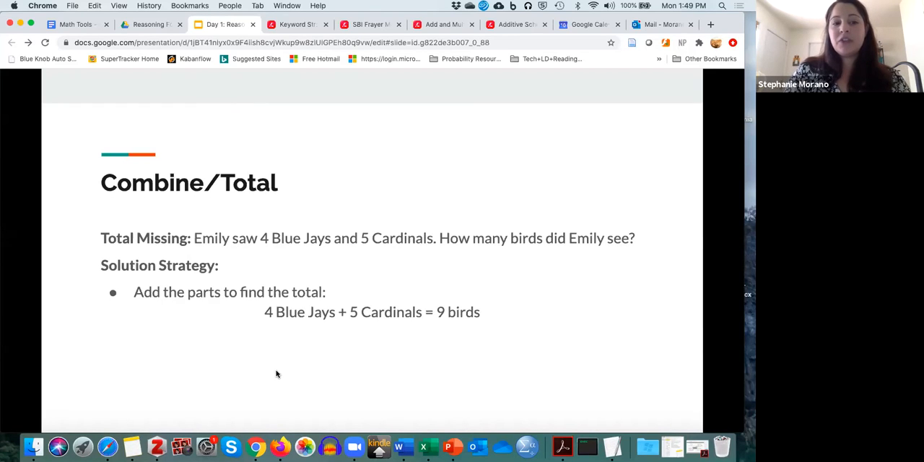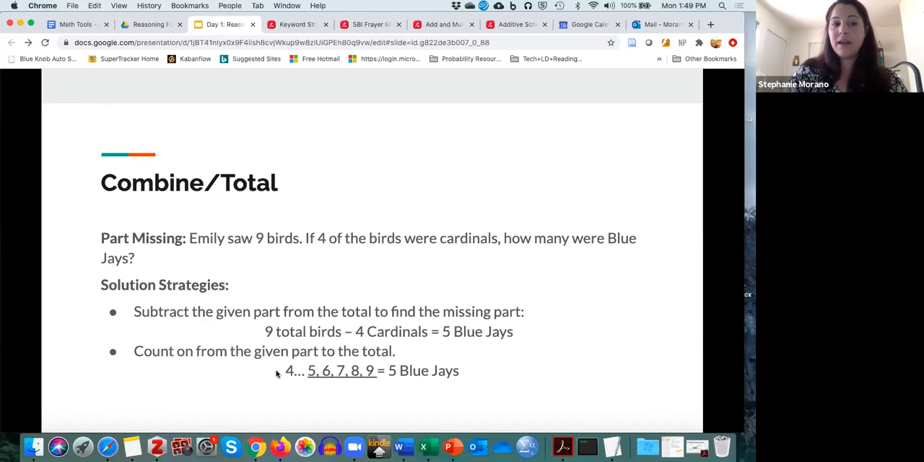The solution strategy for total missing problems is to add the parts together. And the solution strategy for part missing problems is to either subtract the given part from the total to find the missing part, or to count on from the part that we're given to the total to find the missing part. I know I'm moving pretty quickly through this, but I want us to be able to cover the additive schemas before we wrap up for today.